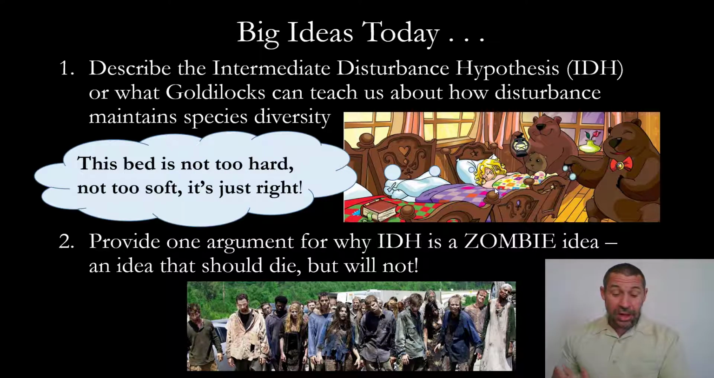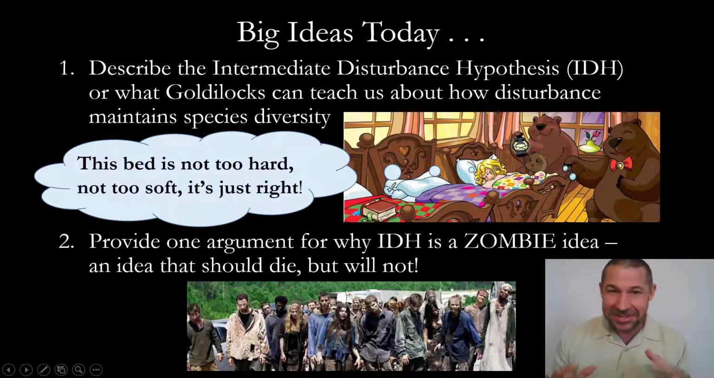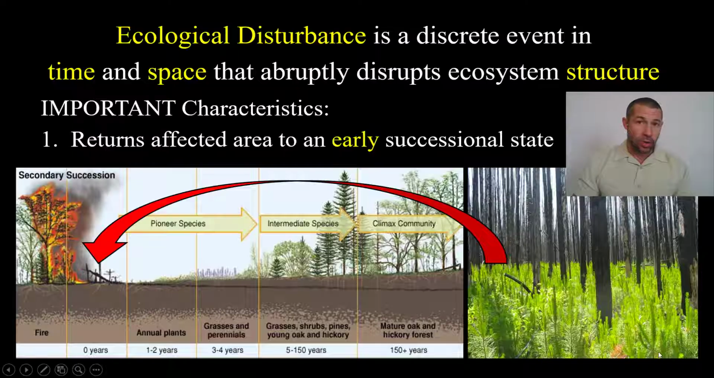Number two, I need you to be able to provide me at least one argument, whether you agree or not, supporting this notion that the intermediate disturbance hypothesis is a zombie idea. That is to say, a dead hypothesis that should have been buried long ago, but still clings to existence like a horror movie, like The Walking Dead down here, still clings to existence even in our textbook.